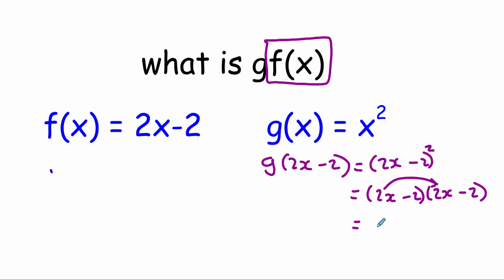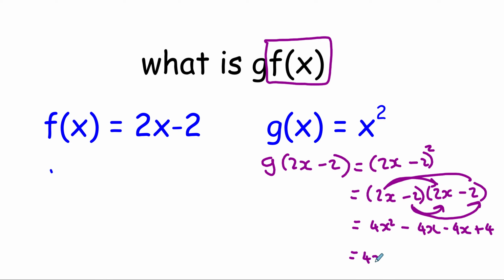2x times x is 4x squared, 2x times minus 2 is minus 4x, and then minus 4x again, and then we have a positive 4 from the negative 2 times the negative 2. Well, that equals 4x squared minus 8x plus 4, and that's our answer.